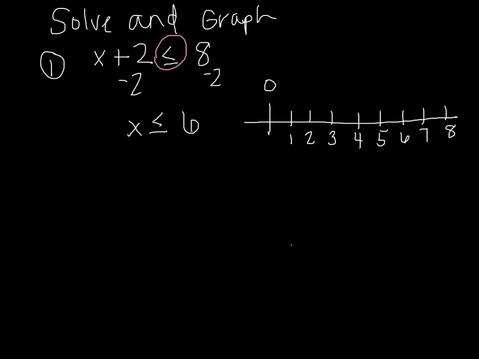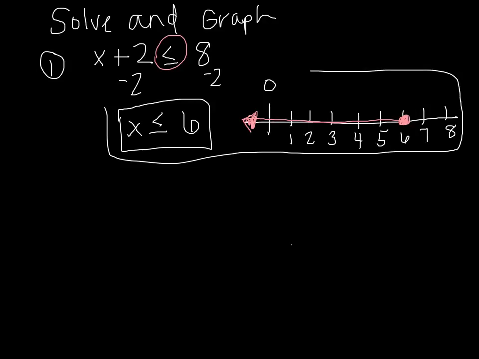So now we look at our inequality we need to graph. Okay, I do see an equal sign underneath. It's less than or equal to, so I know my circle is going to be a closed circle around 6. And it is a less than, so we need to make the line go to the left and draw an arrow. So that is how we get our answer. So for your answer in the book, you do need to have both things written down. All right, let's try another one.